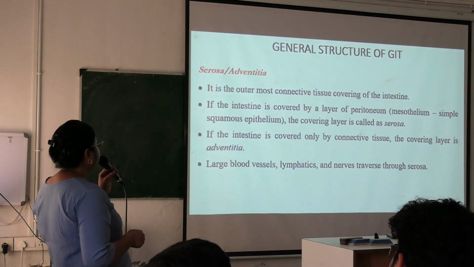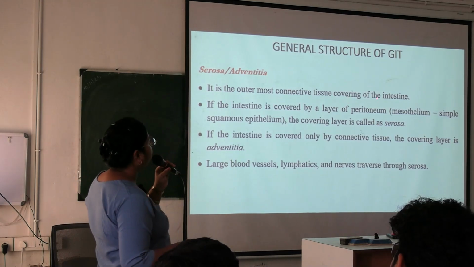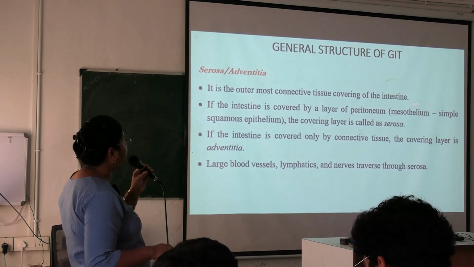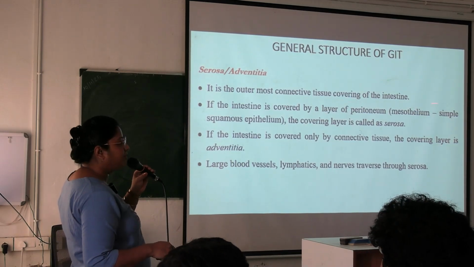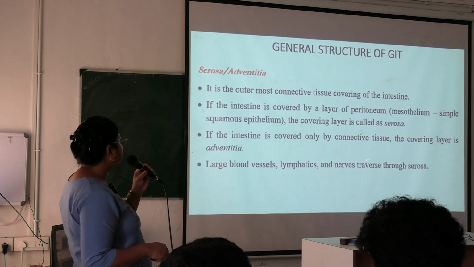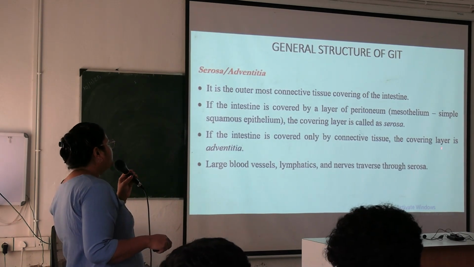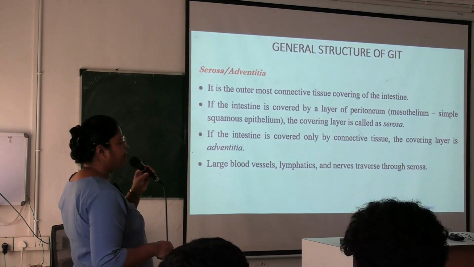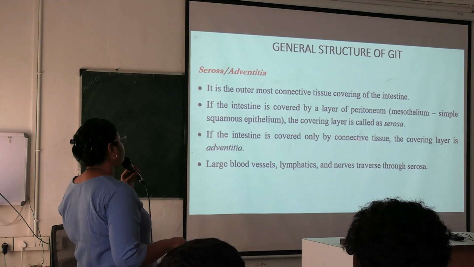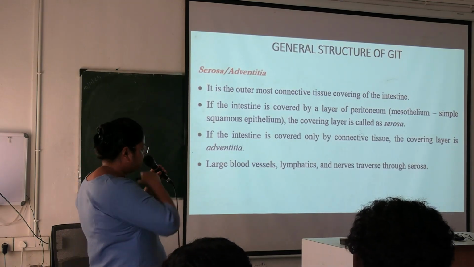Next, we are going to serosa or adventitia. It is the outermost connective tissue covering of the intestine. And if the intestine is covered by a layer of peritoneum, that is mesothelium, simple squamous epithelium, the covering layer is called serosa. And if the intestine is covered only by connective tissue, the covering layer is called adventitia. Okay? And large blood vessels, lymphatics and nerves traverse through this serosa to supply the other layers.